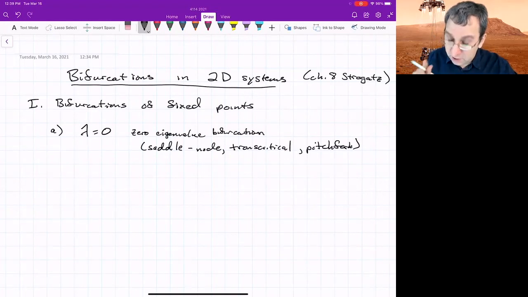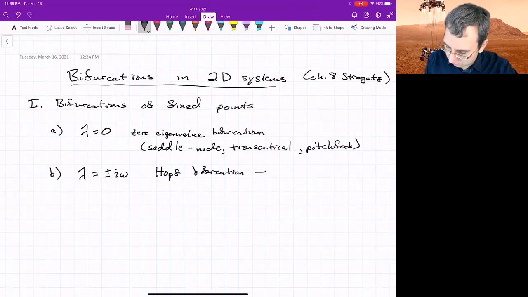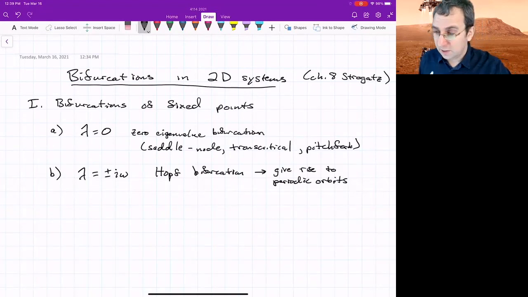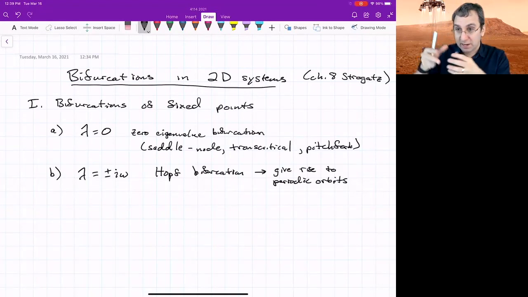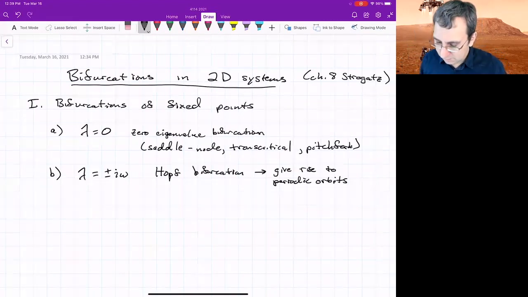The thing that's new, if we have both eigenvalues being on the imaginary axis, this will be called a Hopf bifurcation, and it will give rise to periodic orbits. So this is a mechanism by which a fixed point bifurcates into a periodic orbit, a closed orbit. And like the saddle node bifurcation, it is robust, so it's seen in actual systems.